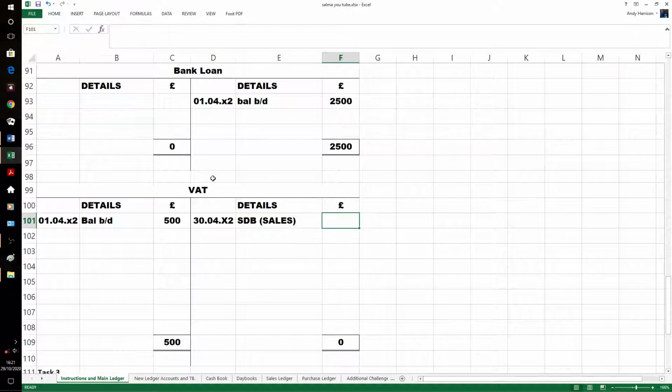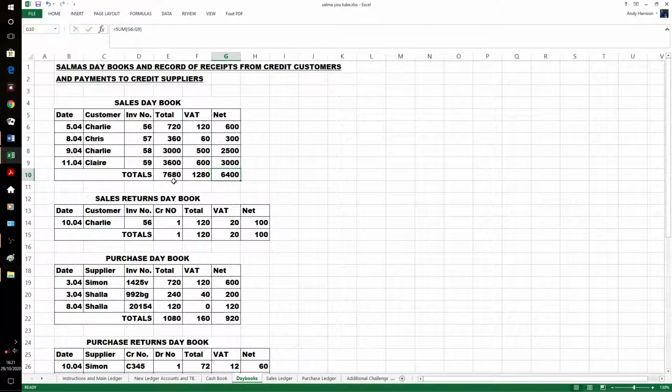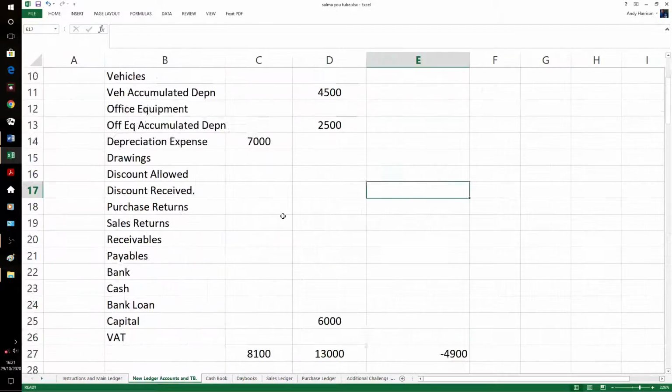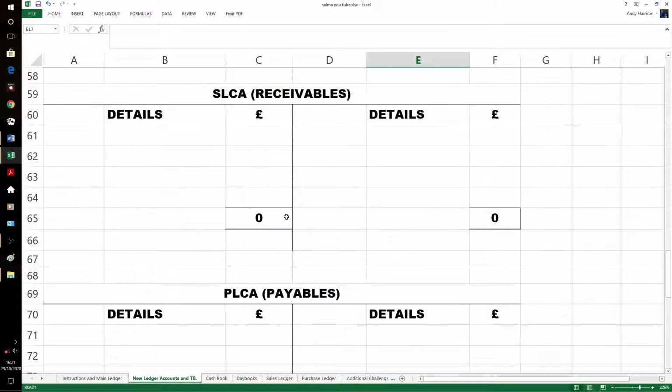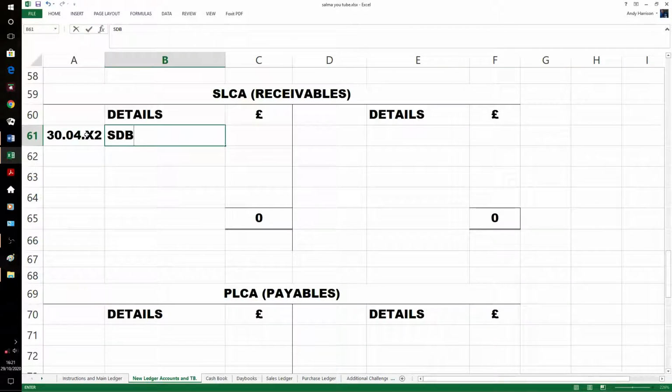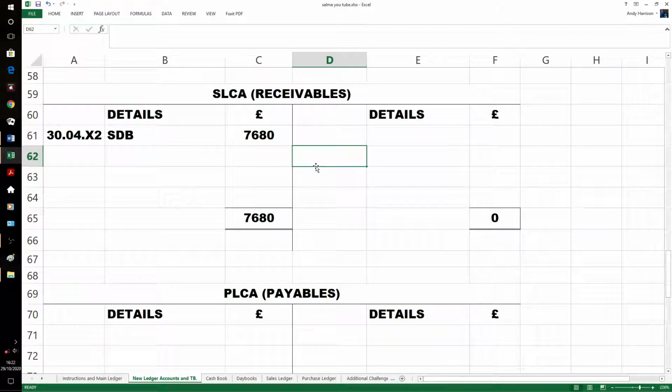Some appropriate description, and then the 7,680 will go into the sales ledger control account. Now that actually is in our newer ones, the ones that are new for credit transactions. 7,680. So first day book done.